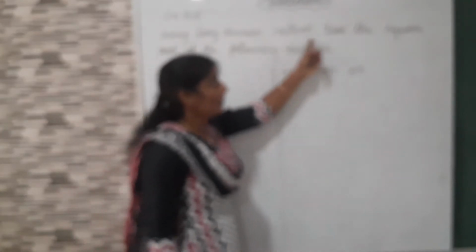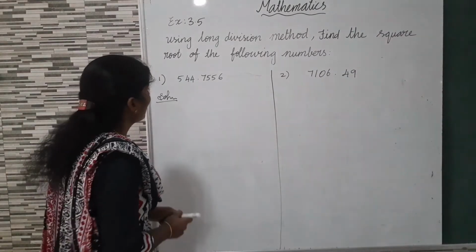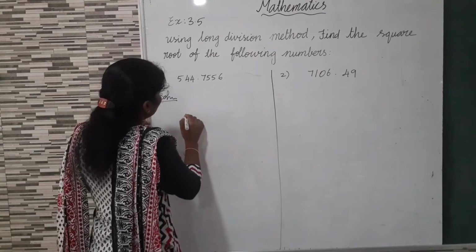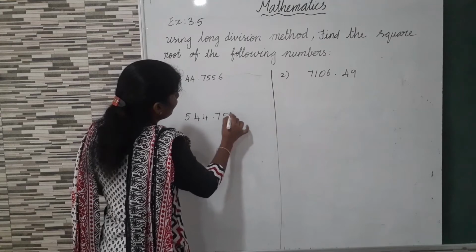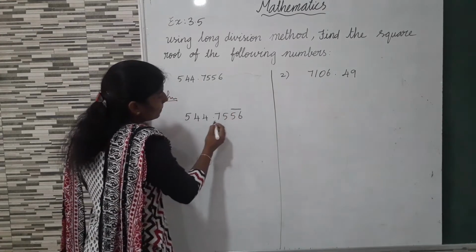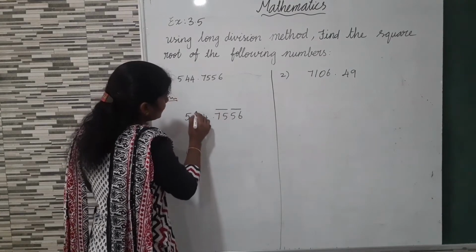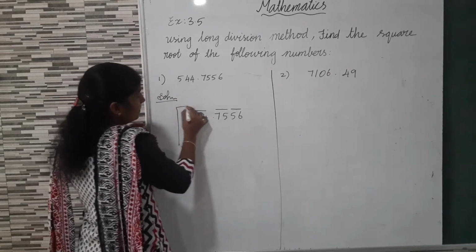Exercise 3.5. Using long division method, find the square root of the following numbers. Okay, first question, 544.7556. Okay, now we can divide it into periods. 544.7556. Right to left, we can split into periods. First, then next two numbers, then last one digit. This is the first period.